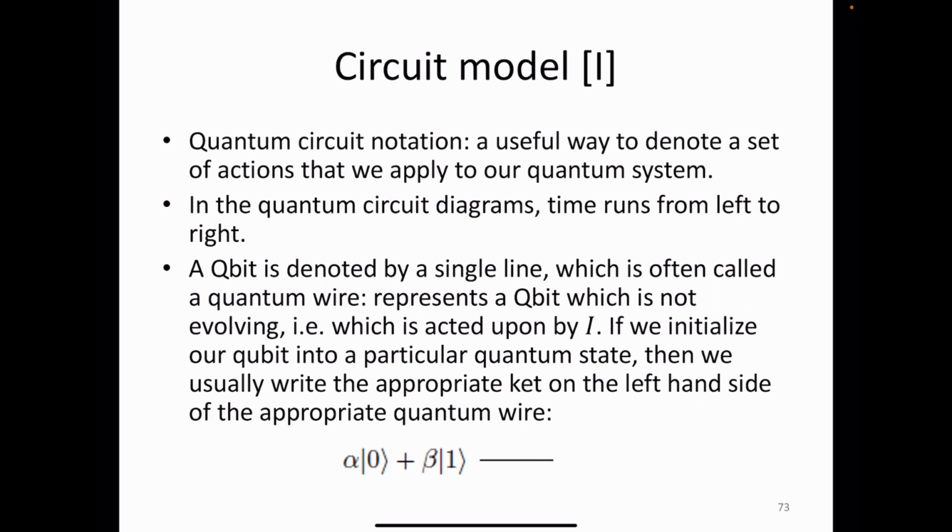As we said, we run from the left to the right. That's how we evolve. That's how time runs. And once more, a qubit denoted by a single line, often called a quantum wire, represents a qubit which is not evolving, which is acted upon by I. So if we have a qubit where you don't see a gate and you just see a single line, it doesn't mean we don't apply a transformation. We apply the identity transformation on it, which means leave the qubit alone. Okay.